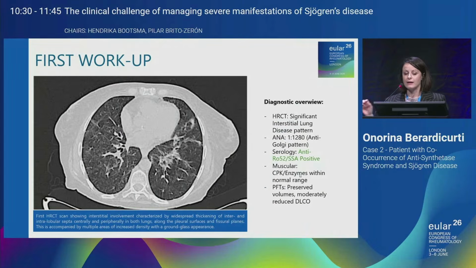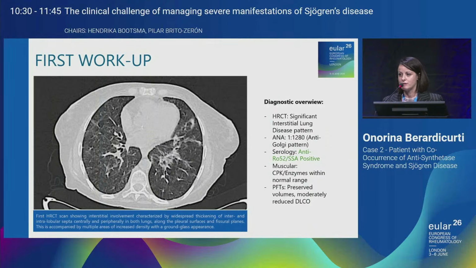We performed a high-resolution CT scan of the lung, and we found the presence of an interstitial lung involvement, characterized both by the presence of fibrotic and inflammatory markers. In fact, we had the thickening of inter- and intralobular septa, both centrally and peripherally in the lungs, associated with the presence of multiple areas of increased density with a ground glass appearance.